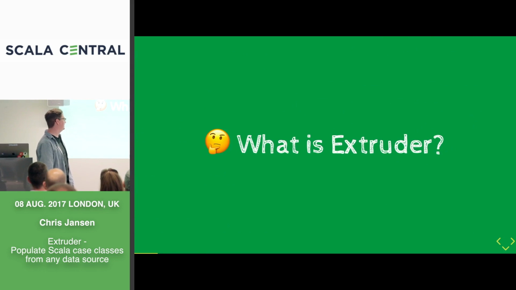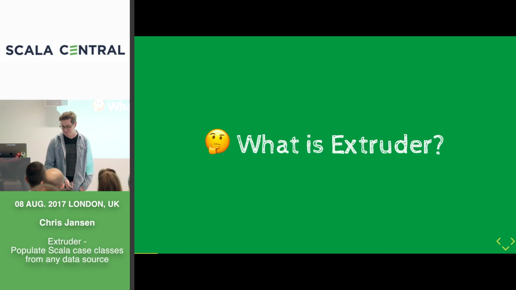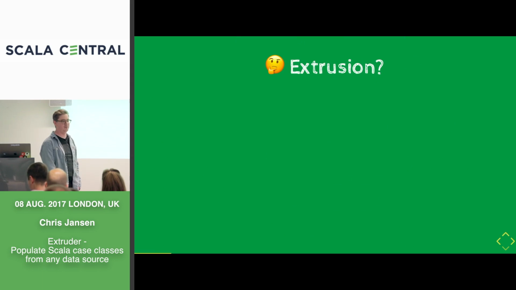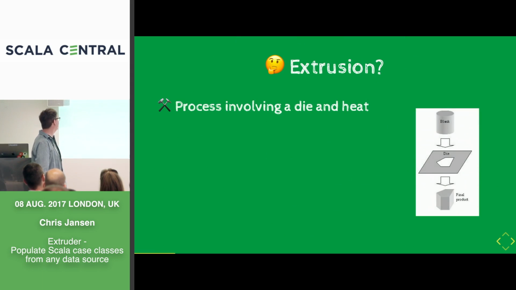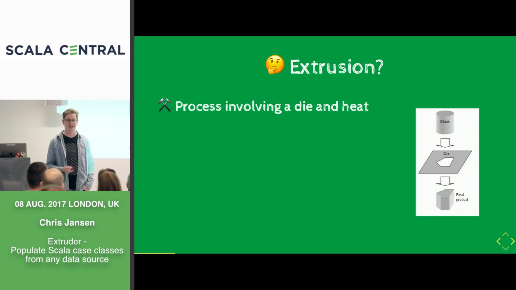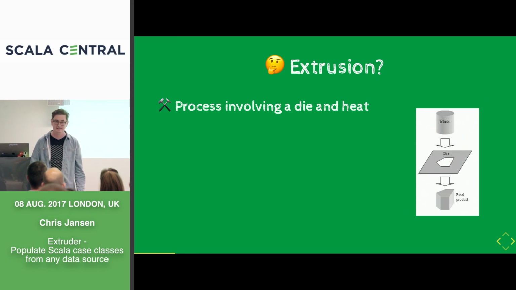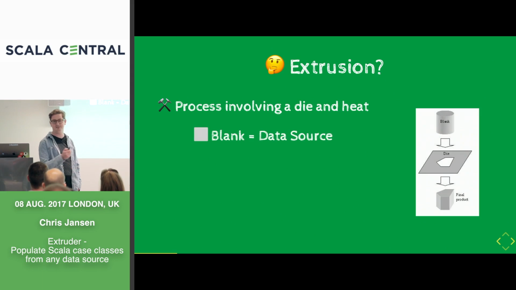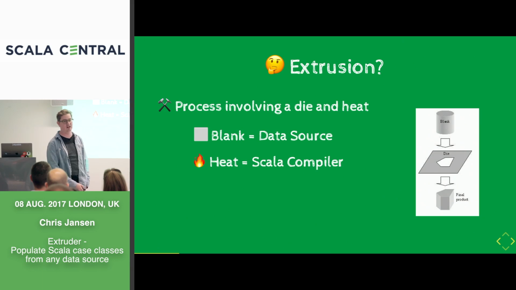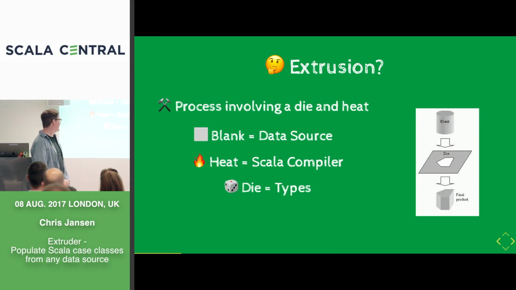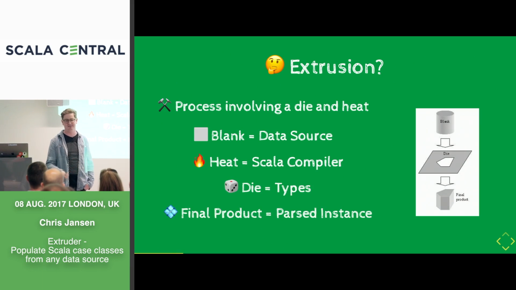Let's talk about Extruder. What is Extruder? Probably best I talk about what extrusion is first. It's a kind of manufacturing process that involves a blank piece of raw material, a die, heat, and then a final product pops out or is extruded out the other end. So to make an analogy for Scala, the blank is a data source, heat is what's produced by the Scala compiler, the die is types, and then the final product is a parsed instance of a type.